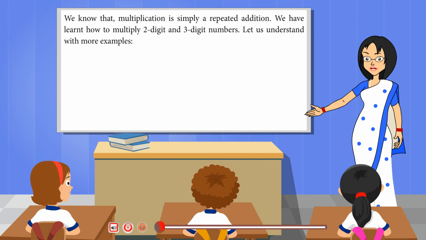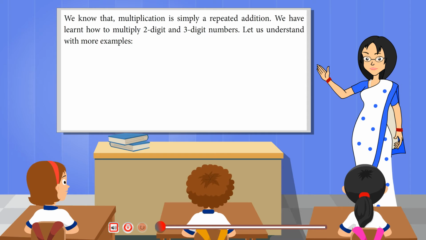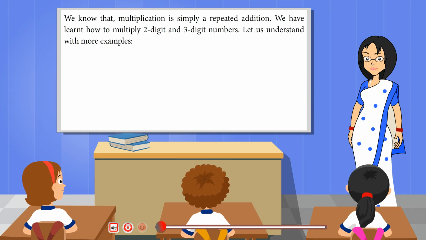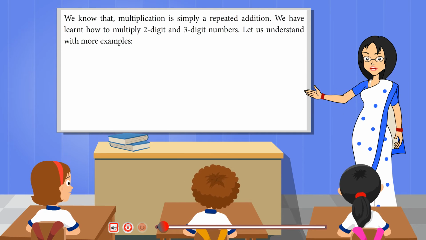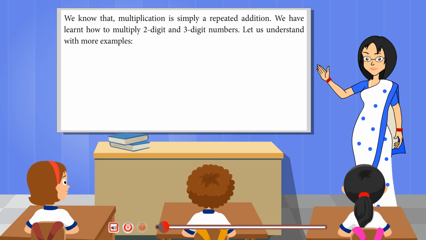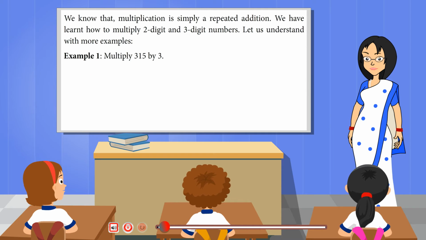We know that multiplication is simply repeated addition. We have learned how to multiply 2-digit and 3-digit numbers. Let us understand with more examples. Example 1. Multiply 315 by 3.